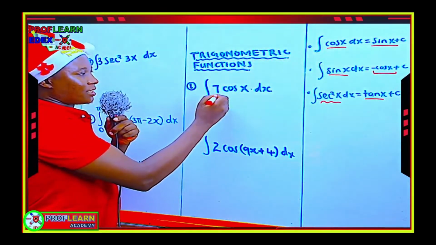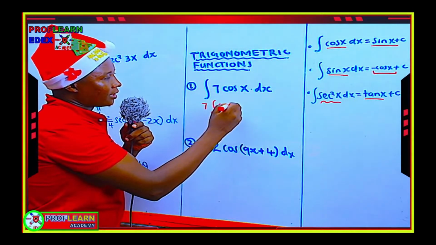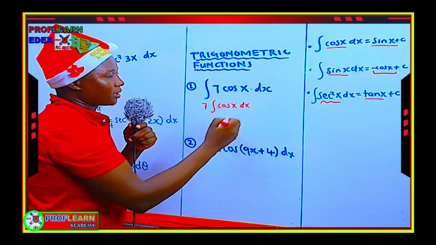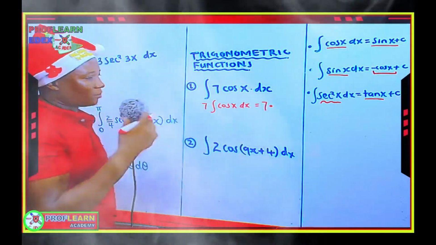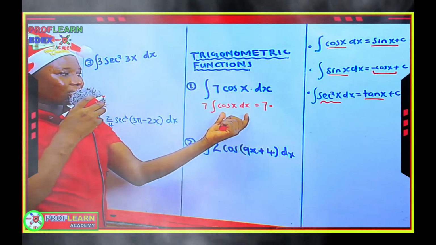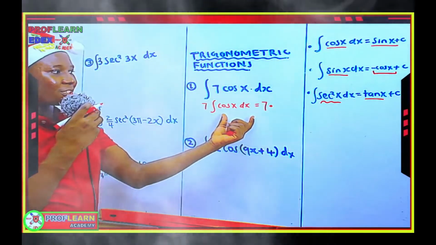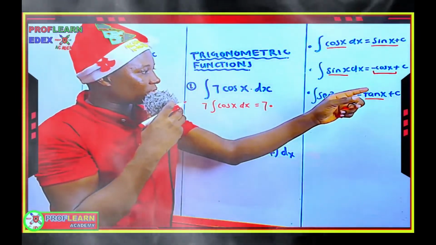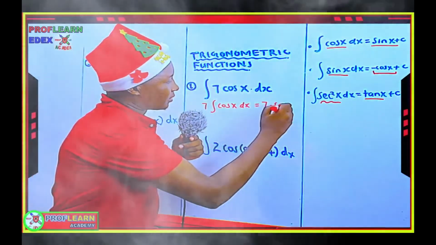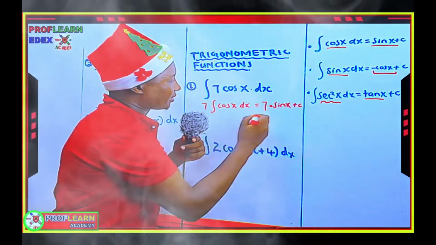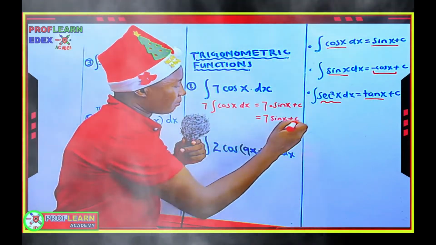Having a constant here, we can take it out. We remain with integrating cos x with respect to x, and this is going to be 7 times the integration of cos x. The integration of cos x is going to be sine x, so this is going to be sine x plus c. So our final answer becomes 7 sine x plus c.